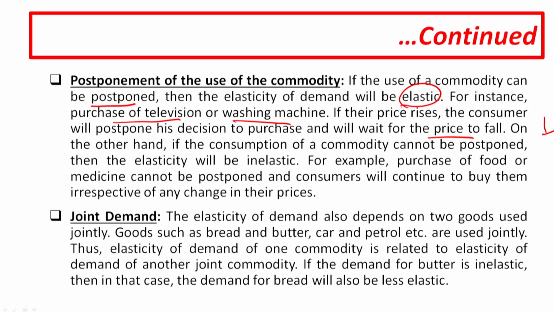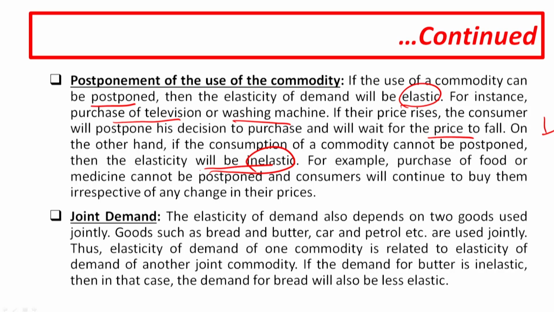On the other hand, if the consumption of a commodity cannot be postponed, then the elasticity will be inelastic. If it cannot be postponed, the elasticity will be inelastic in nature. For example, the purchase of food or medicine cannot be postponed. The consumers will continue to buy them irrespective of any change in the prices.